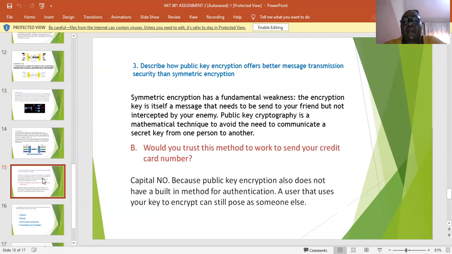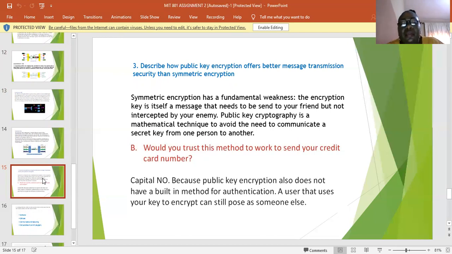Thirdly, we're told to describe how public key encryption offers better message transmission security than symmetric encryption. Symmetric encryption has a fundamental weakness, which is that the encryption key is itself a message that needs to be sent to a friend but not intercepted by an enemy. What they mean is a third party, like a hacker. So we have public key cryptography, a mathematical technique to avoid the need to communicate a secret key from one person to another.